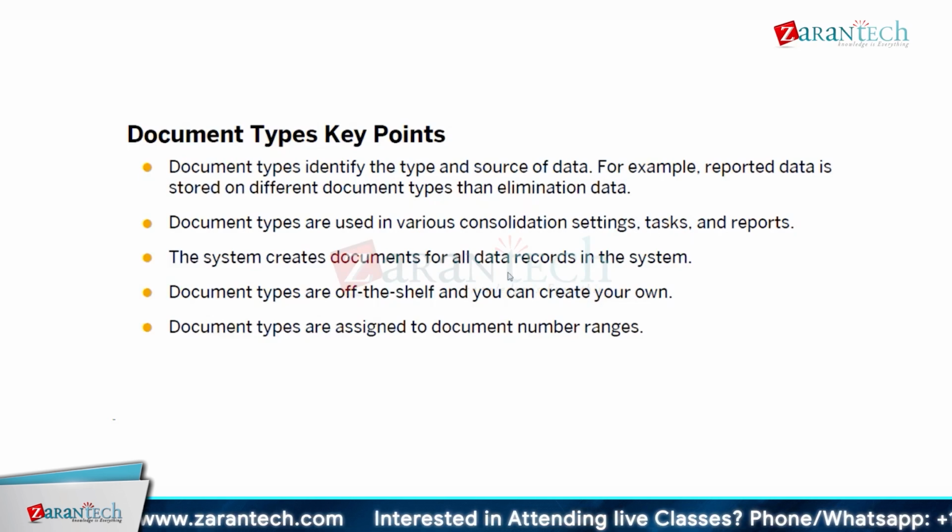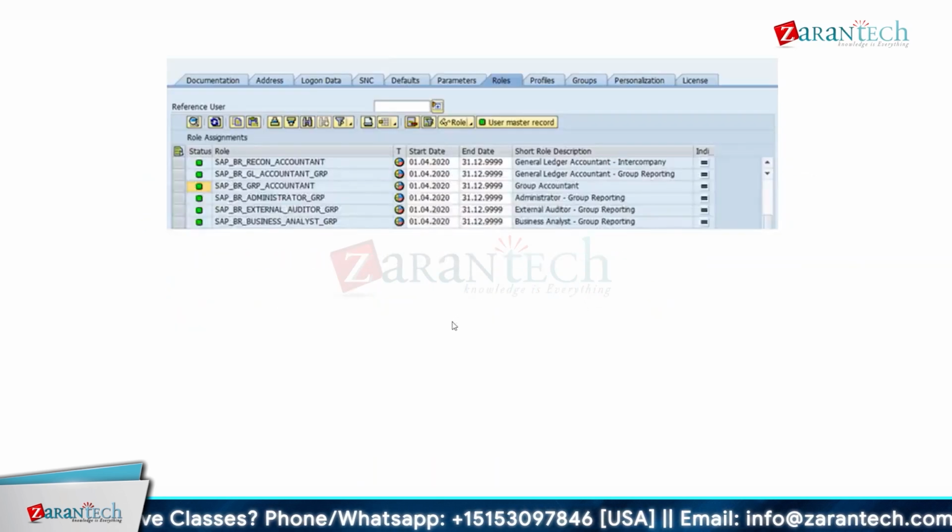The system creates a document for all data records in the system. We know that. Document types are off the shelf. You can create your own. That means if you wanted to use something other than what SAP delivered, you can use that also. Document types are definitely assigned to number ranges.